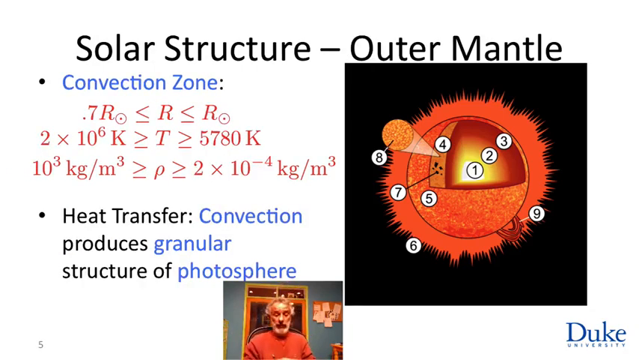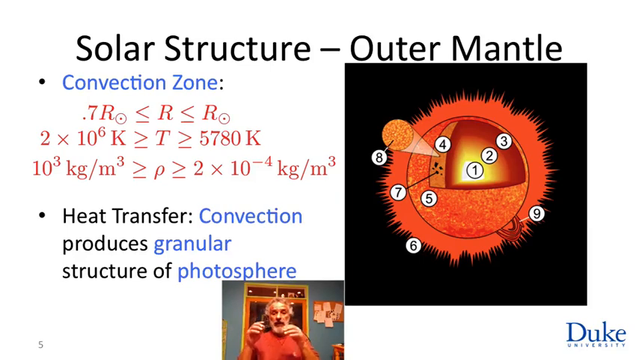That's the convection zone between 0.7 of the solar radius all the way out to the photosphere. And here temperatures decrease very rapidly from 2 million degrees in the interior down to the surface temperature of the sun that we measure, 5,777 Kelvin. Densities decrease from about the density of water to essentially zero. And the mode of heat transfer in this region is convection.